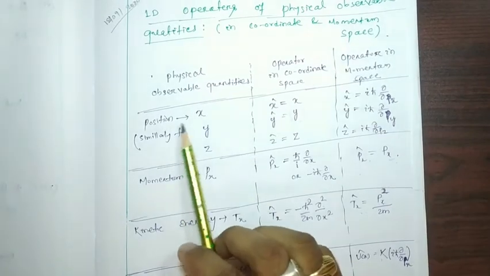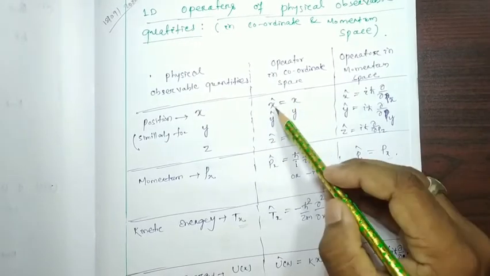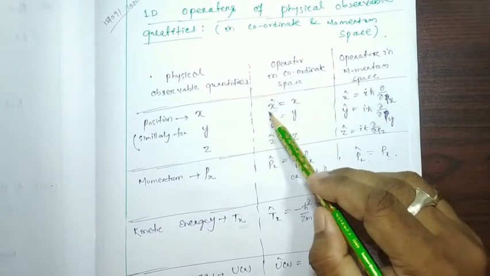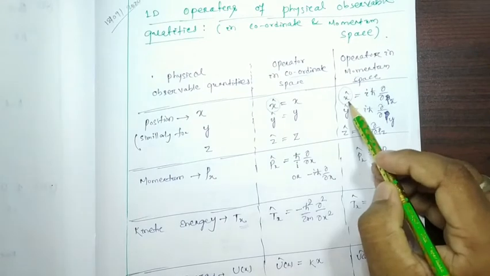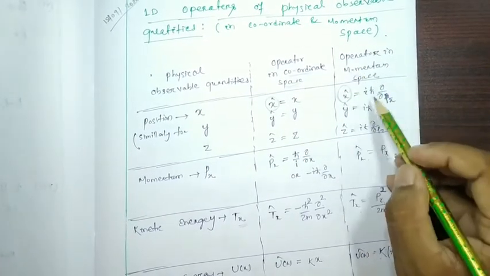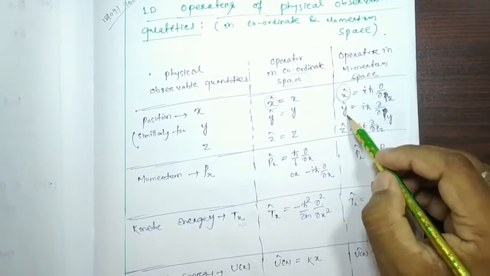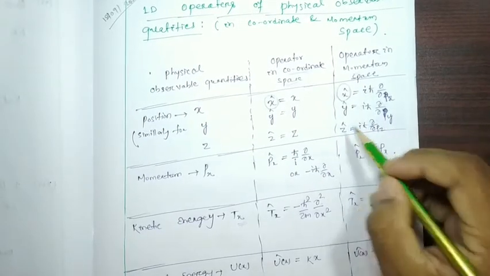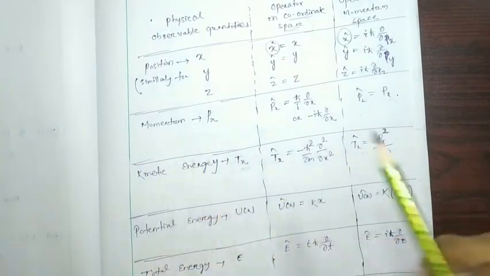Suppose we consider the position x along the x axis. The operator can be written as x cap. The operator value in coordinate space will be x, but the same position operator along the x axis in momentum space will be i h cross del by del px. Likewise, along the y axis i h cross del by del py, and i h cross del by del pz corresponding to the z axis.